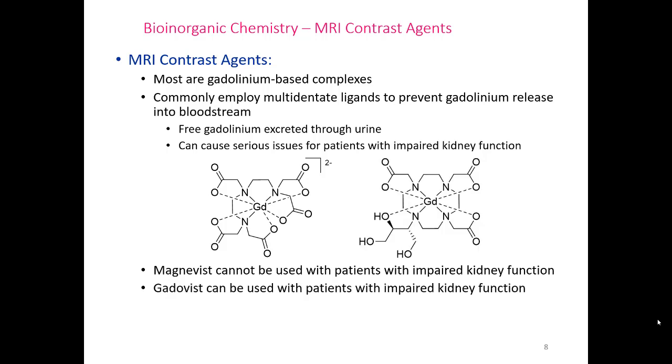Gadavist, on the other hand, shown above to the right, also makes use of an octadentate ligand, but it can be used with patients with impaired kidney function. Can you explain why there would be this difference between Magnavist and Gadavist based on your previous knowledge from this course? They both have similar denticities, but Gadavist employs a macrocyclic ligand, so it is less substitutionally labile for entropic reasons.